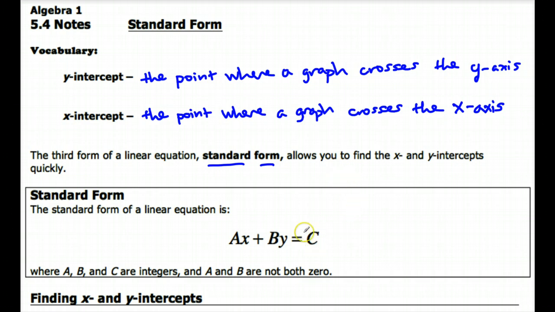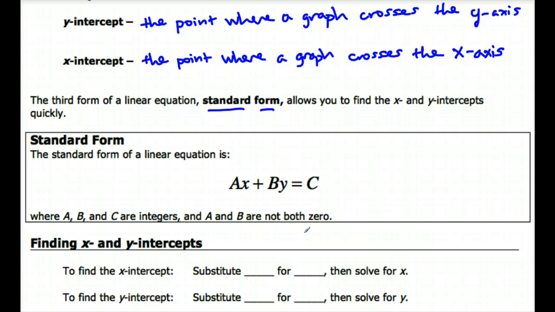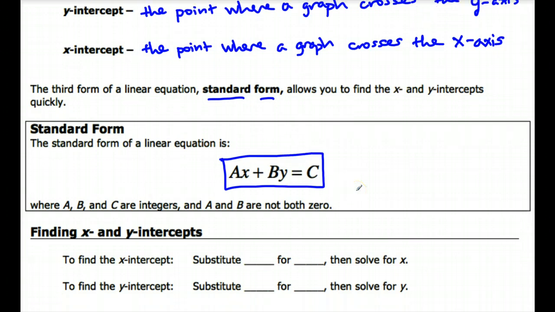So this is what standard form looks like. If you look down here in this box, standard form of a linear equation is written in this format: ax plus by equals c. A, B, and C are all integers, so that means there are no fractions when you're in standard form. You have all whole numbers, and A and B are not both 0. So it looks a little bit different from the other two forms we've seen before. The key is you do not have fractions in standard form, and x and y are on the same side of the equal sign, basically.